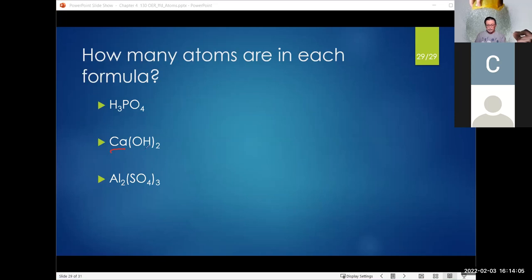The next one is calcium hydroxide. Notice we've got the parentheses, that's a unit, and it has its own little name. If you go to that table, you'll see an OH unit, it's called hydroxide. It has its own specific name, and it even has its own charge, and that's important too, the charge. So we have one calcium, two oxygens, two hydrogens.